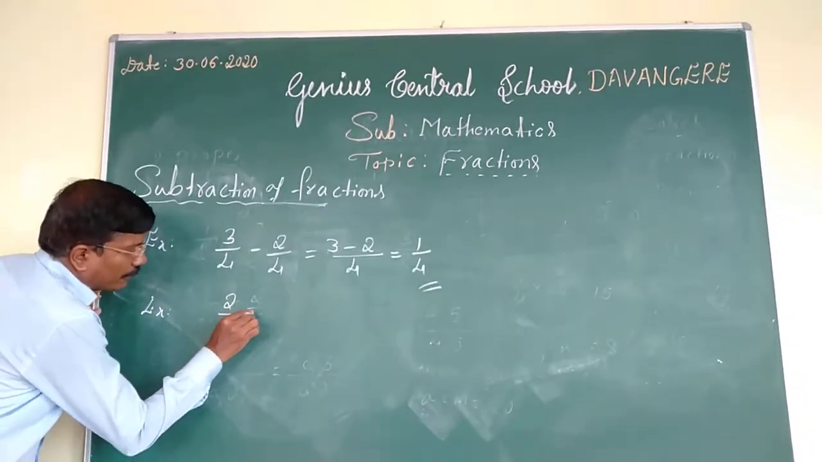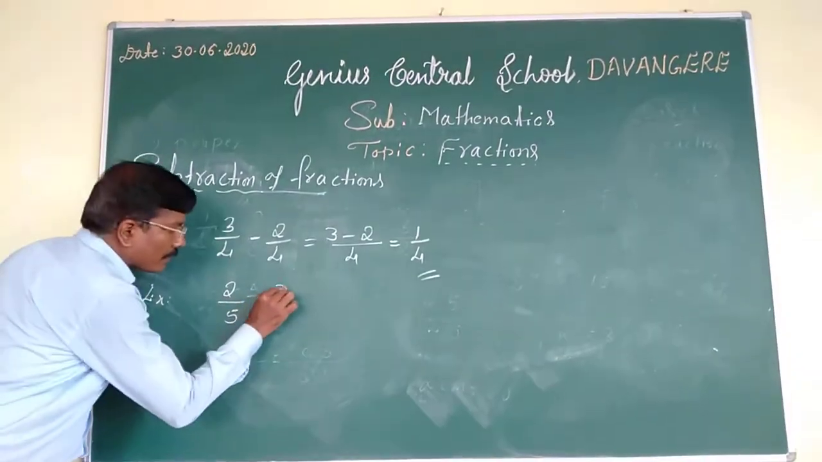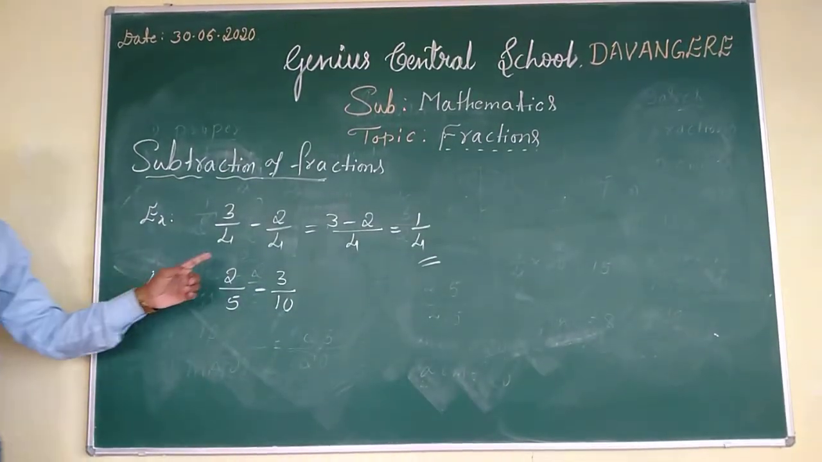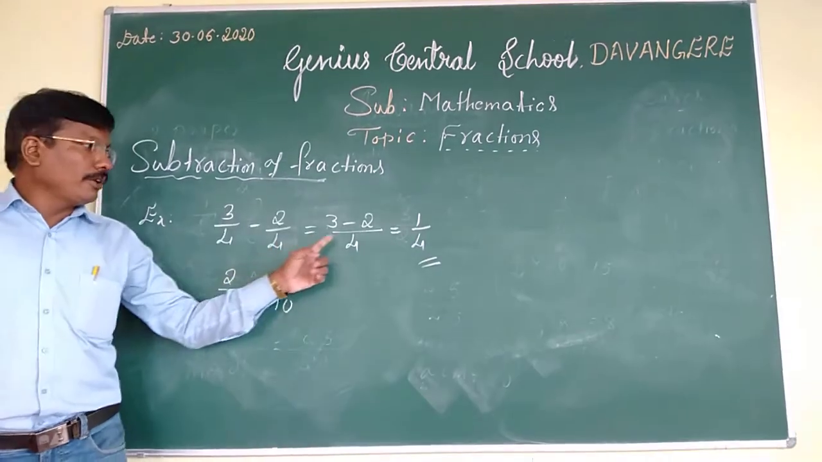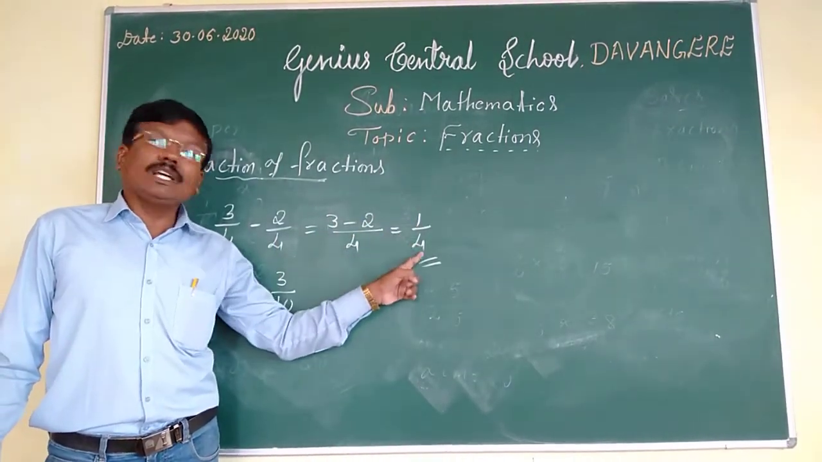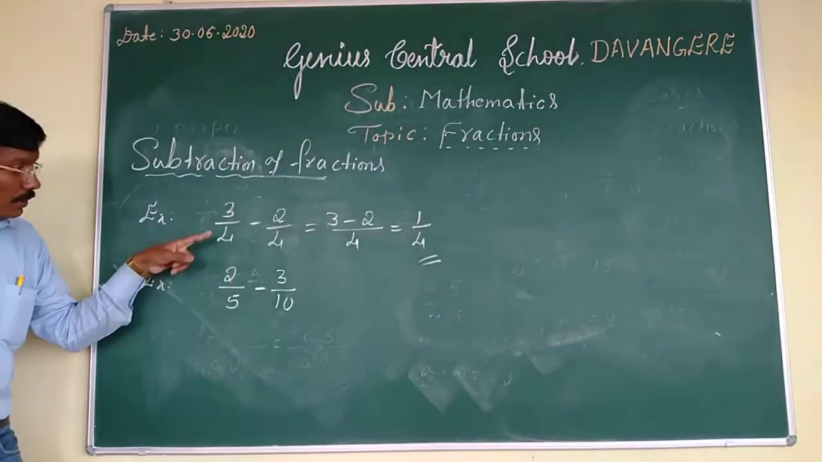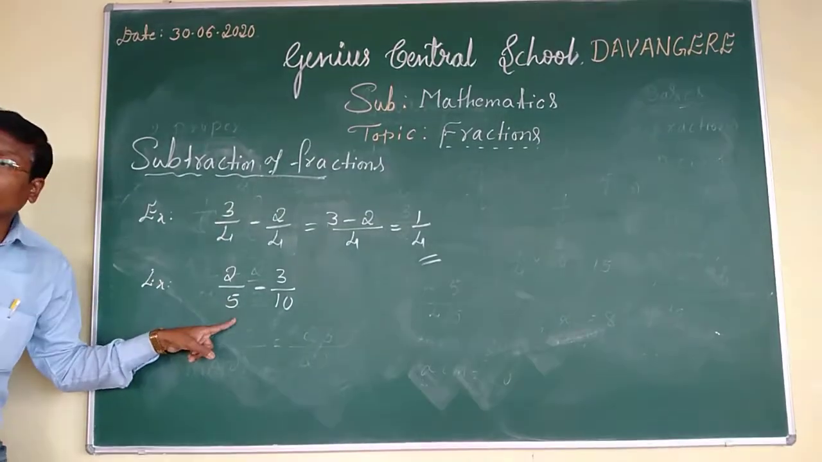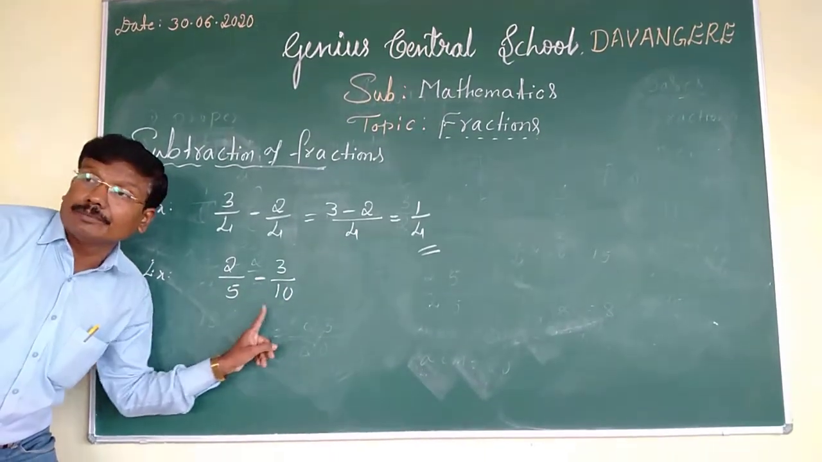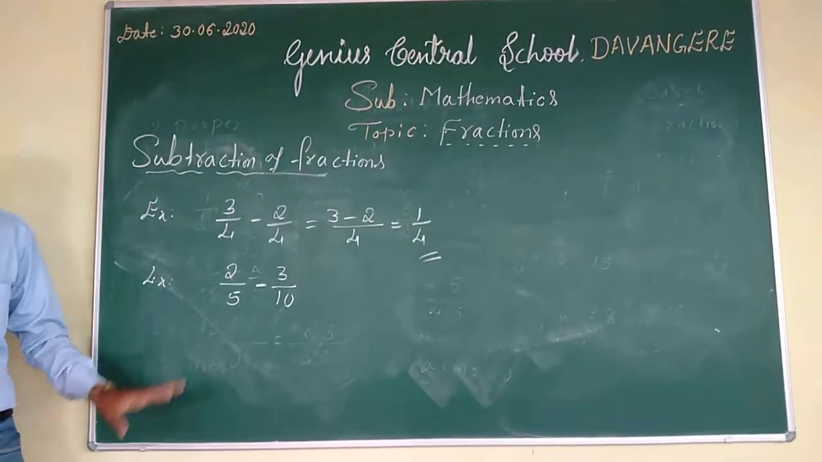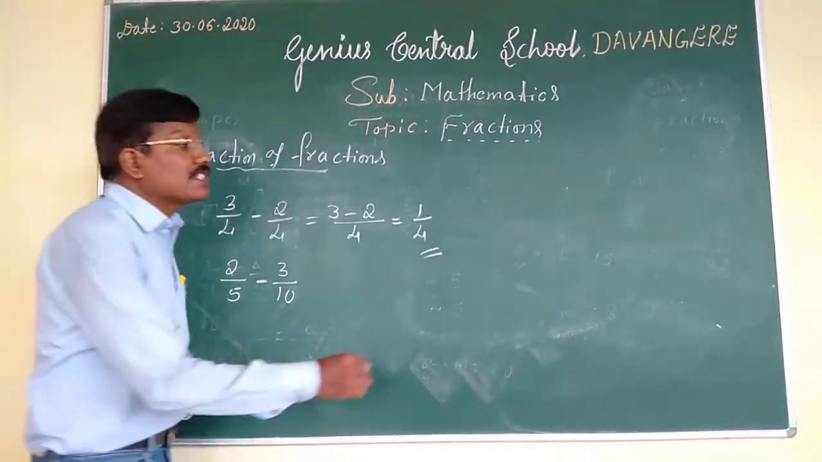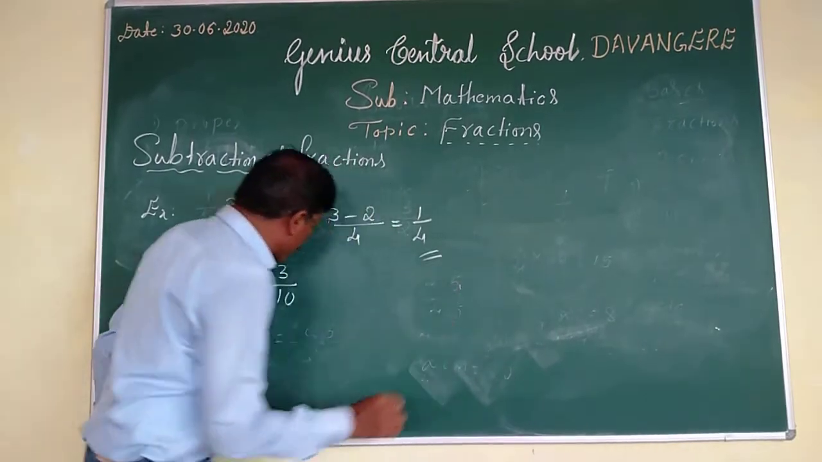2 by 5 minus 3 by 10. Look here. If the denominator is the same, you take the common, then subtract the numerator, then write down the final answer. But compared to that problem, this will be different, because here 5 is there, here 10 is there. The denominator is not the same. So what to do? While adding or subtracting, if the denominator is not the same, what to do? We have to take the LCM. Correct? Take the LCM. What is the LCM here?